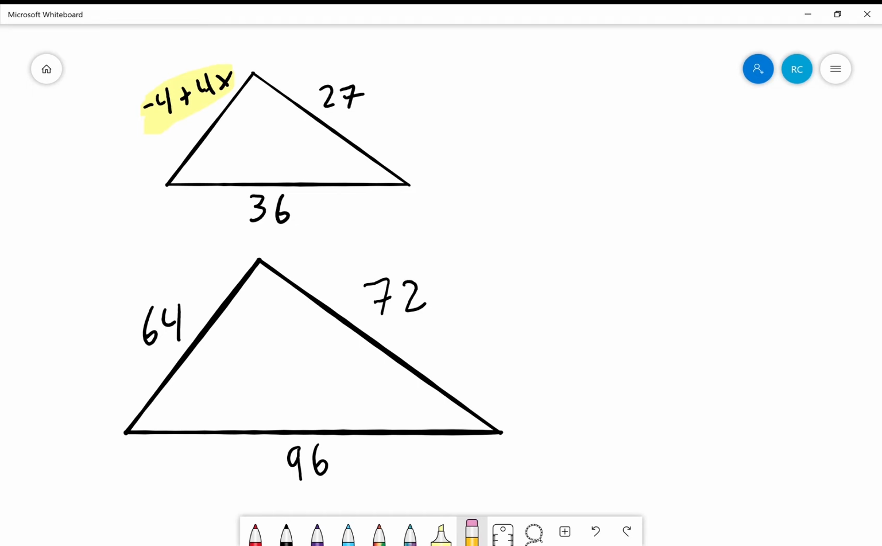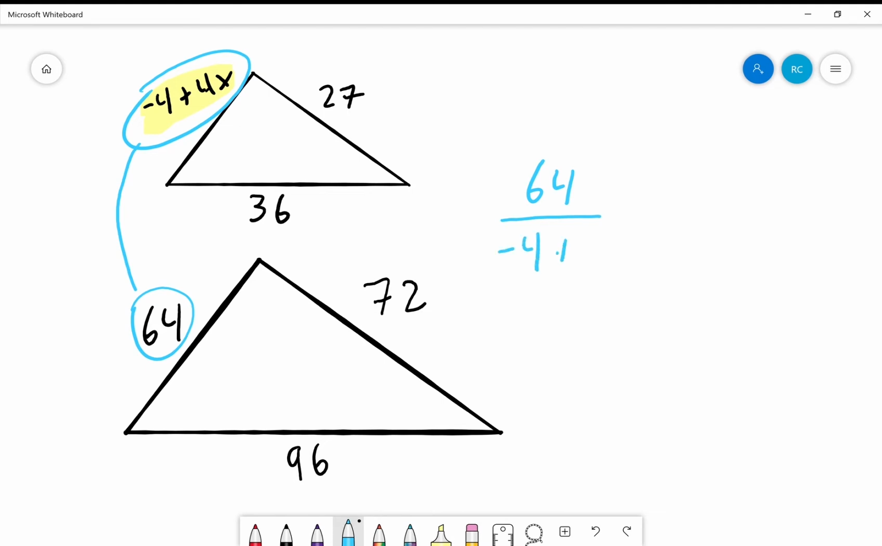So there are lots and lots of ways to do this. Here's how I choose to do it. I'm going to take this side to this side. So I'm going to say 64 divided by -4 plus 4x. That is my multiplier, that is my scale factor, that is my ratio. Then I'm going to take, it doesn't really matter which, this 27 and this 72. I'm choosing those just for the reason that I know that they're both divisible by 9, which will make simplifying easy.